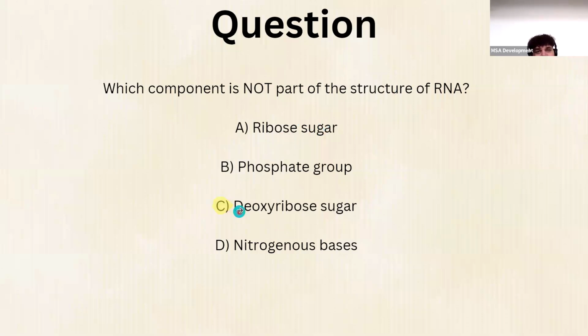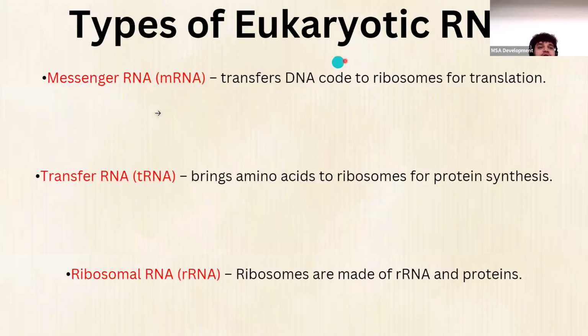Okay, and the answer is C, deoxyribose sugar. So we said we have ribose sugar, we have a phosphate group, and we have nitrogenous bases. However, deoxyribose sugar is only found in DNA. Okay, remember that. So, types of eukaryotic RNA.